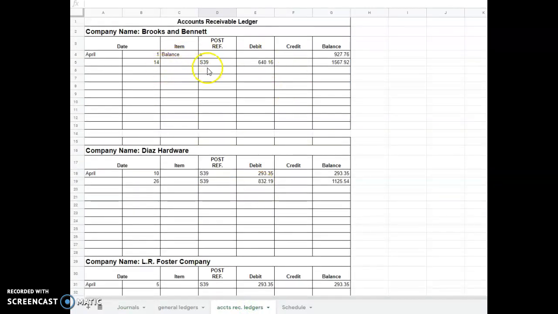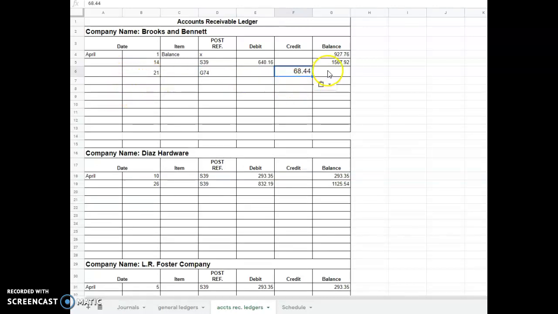So back over here to our accounts receivable ledgers on the 21st. Okay, this is General Journal, page 74, and this is going to go in as a credit of $68.44. So here now what we're doing is we're going to subtract. So we take our previous total minus our credit, because what happened is we issued a credit back to them, so they now owe us less money. So when they buy something, their account goes up. When they return something, then it goes down. So now our new balance is $1,499.48.